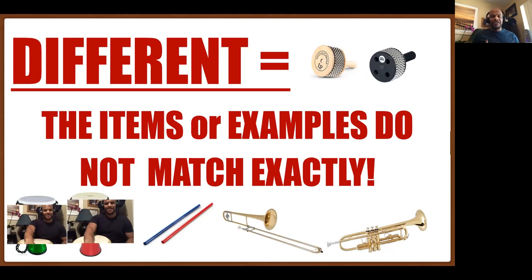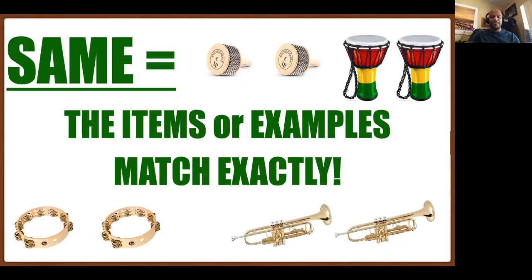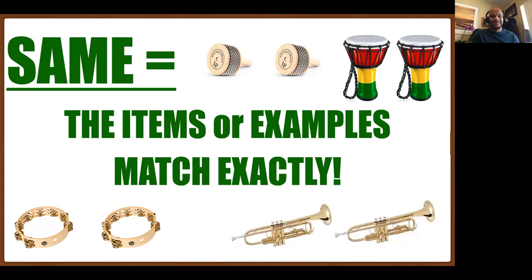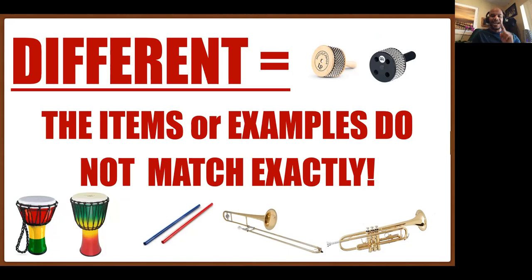For an item to be different, it does not match exactly. For something to be the same, it has to match exactly. If there's any variation, it's different. So let's recap. The same, match exactly. Say match exactly. Oh, yeah. Different does not match exactly.